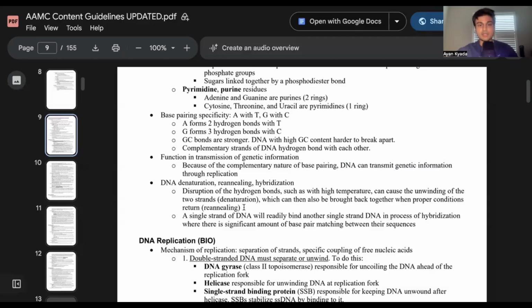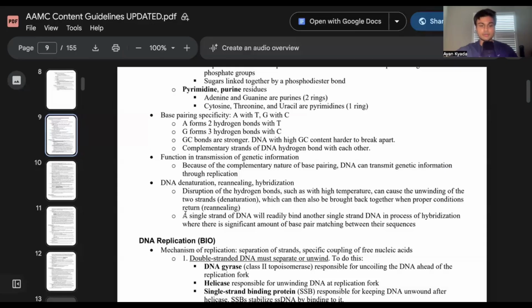For example, a common technique, PCR, which we're going to do a deep dive into, uses high temperatures to denature the two strands. Because the covalent interactions, the phosphodiester bonds, keep the backbone together, when the proper temperature is restored, the DNA strands can come together.